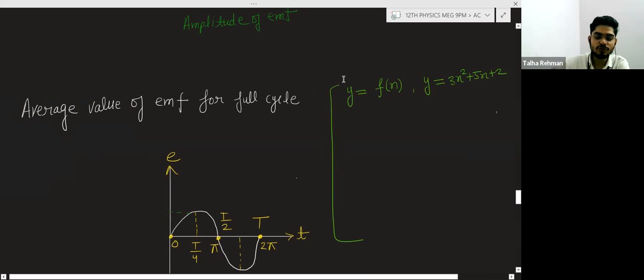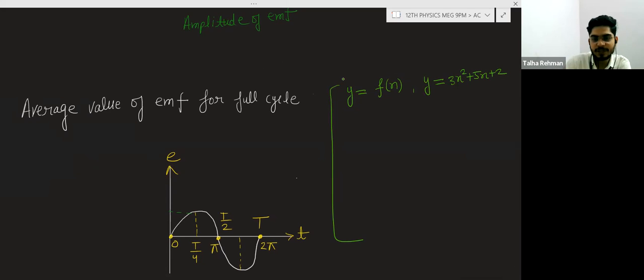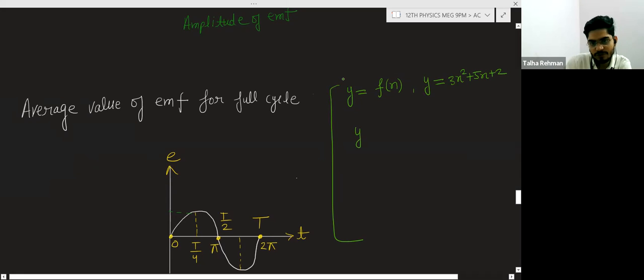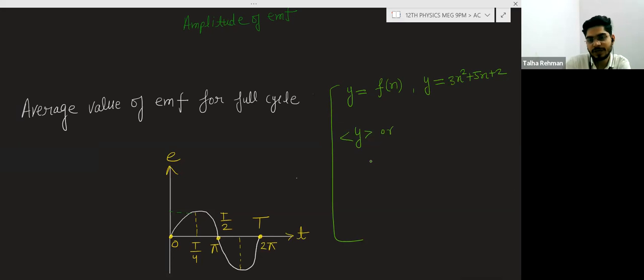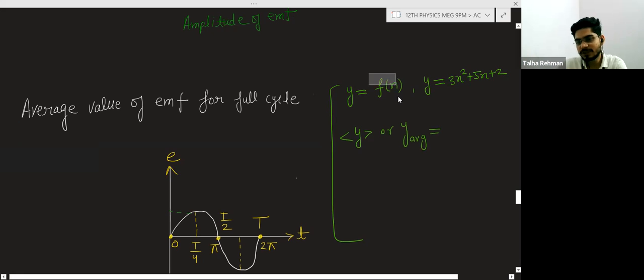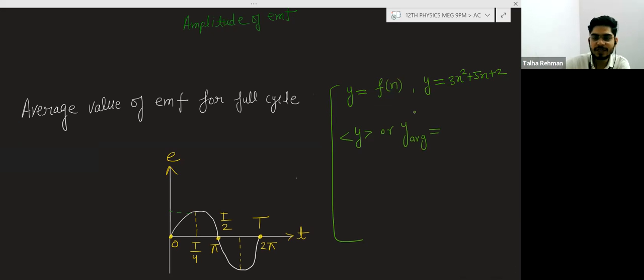If you want to calculate the average value of y, according to NCERT, the average value is written like this. I write y average simply. We know the average, suppose I have given three numbers 2, 4 and 6. You can easily calculate the average: add the three numbers and divide by 3. But here the function is changing, so what you will do is integration.